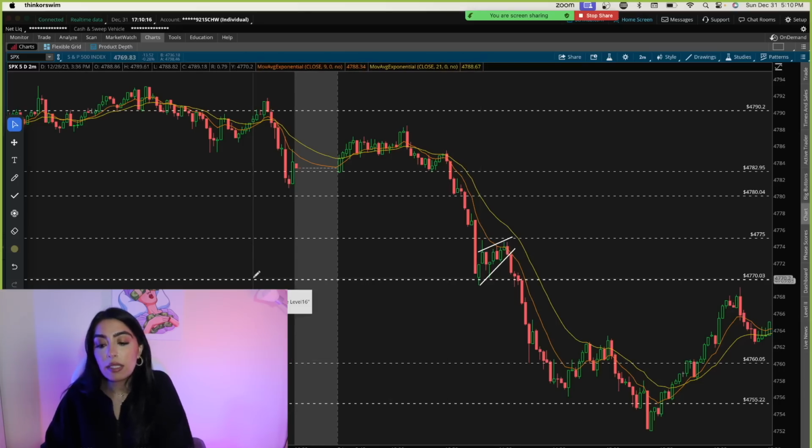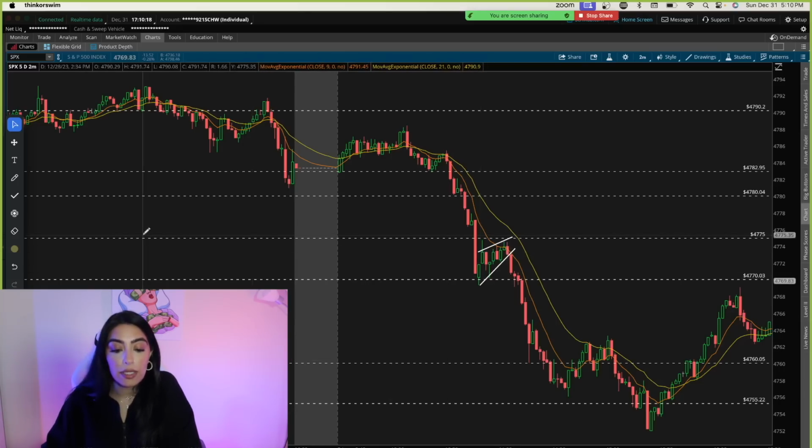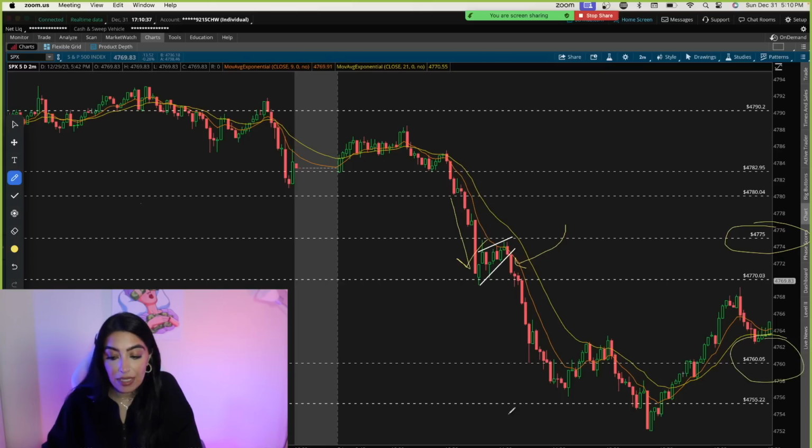Now, once you see this bear flag, there's multiple plays you can take here as well. Okay, so let's say you miss this first move down. Okay, you can take the break of the bear flag. This also comes with the rejection of the retest. Okay, so you can enter here into your next profit target, which would be 47.60.